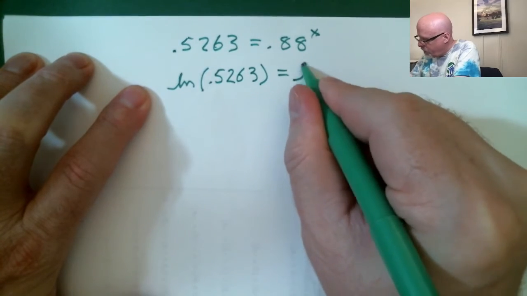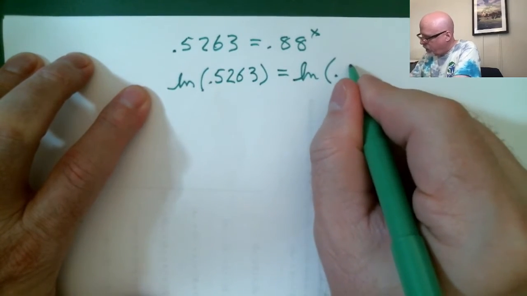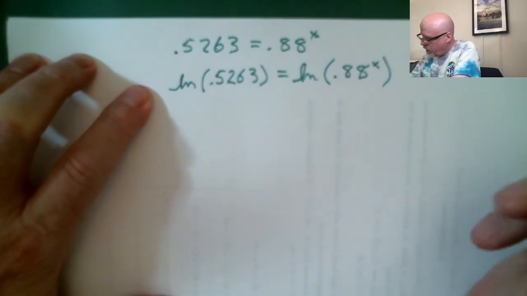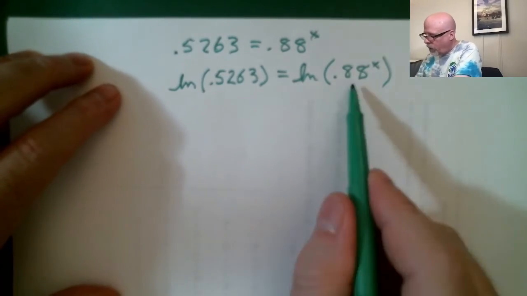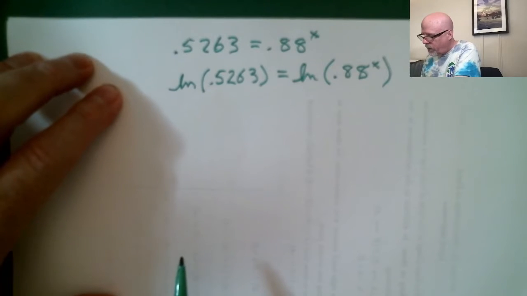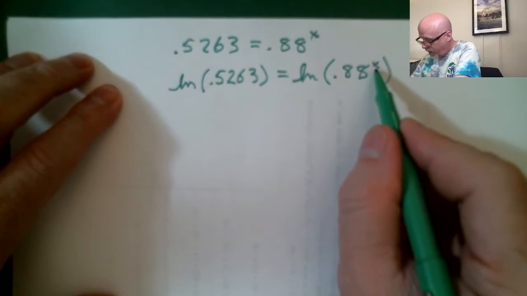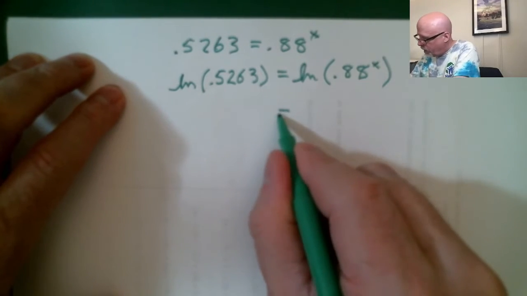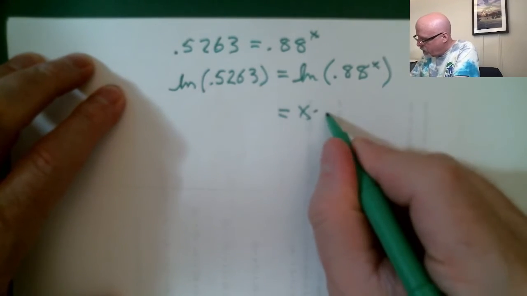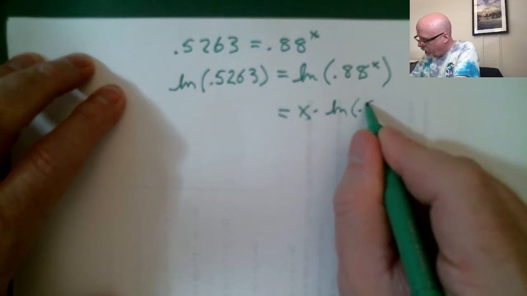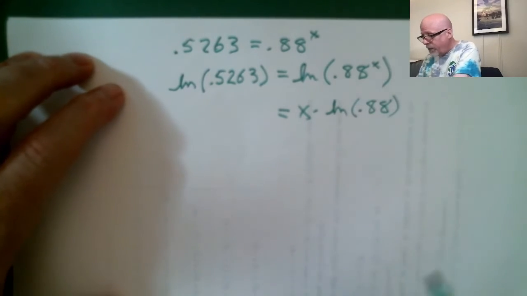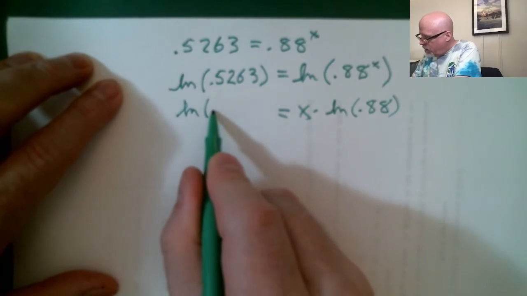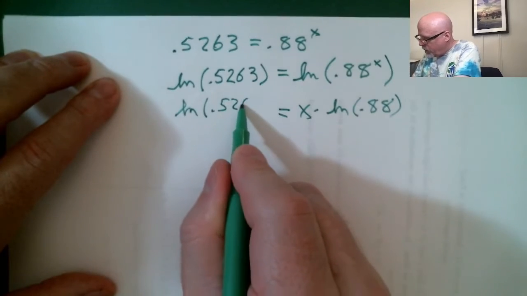First I'm just going to write it down as if I just took the natural log of both sides. But I'm going to almost immediately work out what that thing on the right side is, because remember that x you can think of as just popping out of the log. So we get x times the ln of 0.88. 0.88 stays in the log, and on the left-hand side we still have the ln of 0.5263.